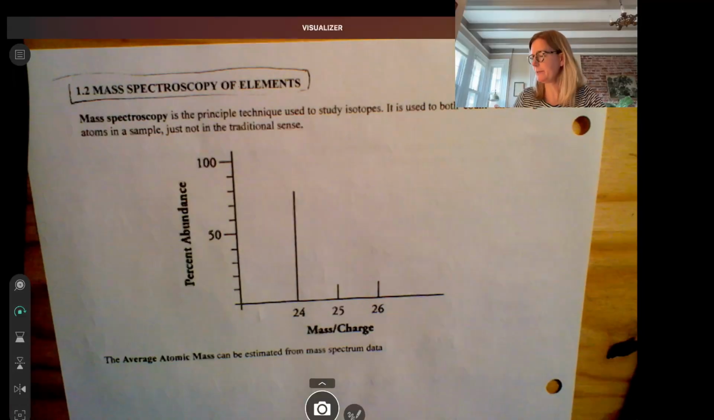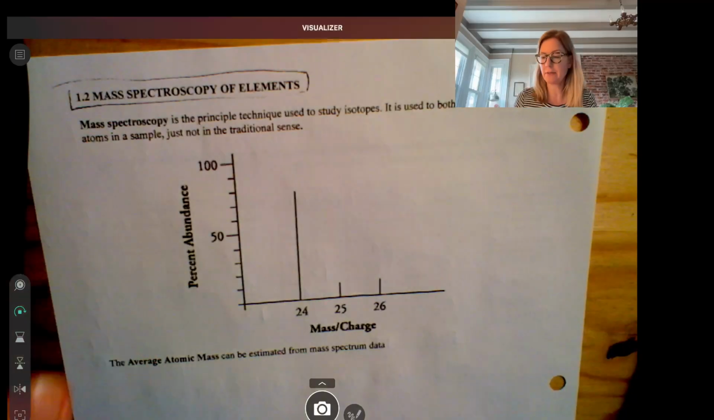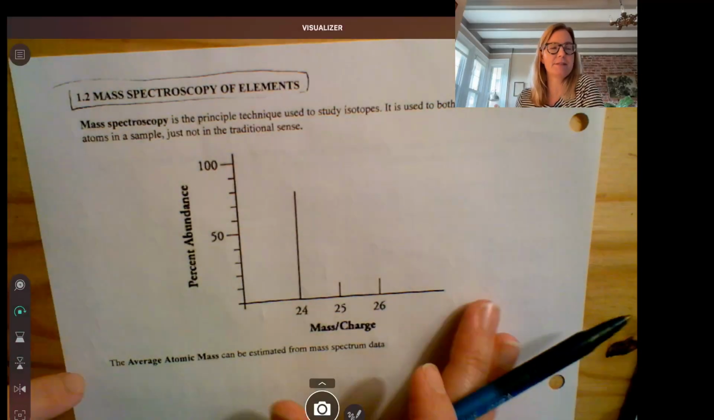Right, hey everyone, we're going to move on to 1.2. This lesson is very easy, much easier than 1.1. It might look a little complicated, but it's quite simple.